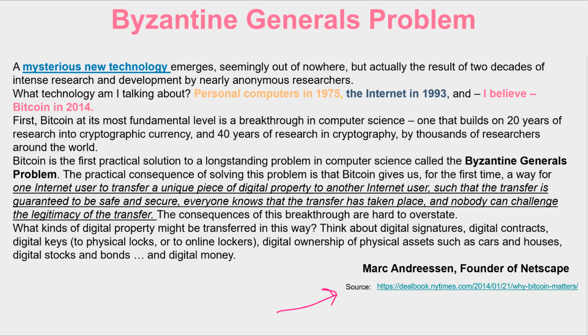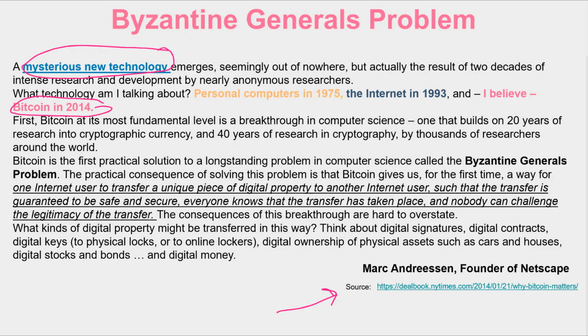And here is Marc Andreessen, the founder of Netscape. He said it's a mysterious new technology, and what that means is he's referring to Bitcoin, which is based on blockchain. It's a kind of mysterious technology which seemingly emerged out of nowhere, all of a sudden. And again, that doesn't mean it just came out of a vacuum.